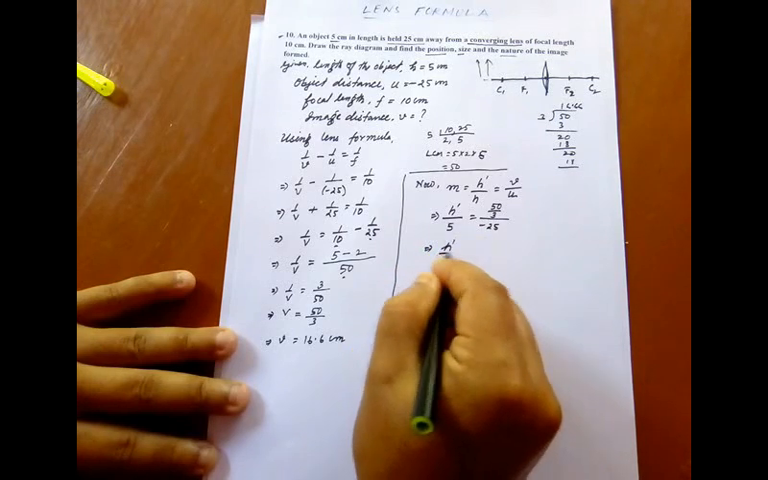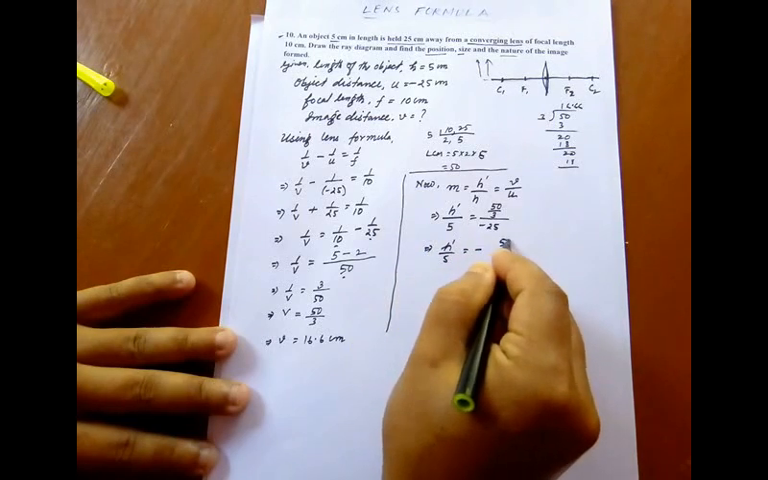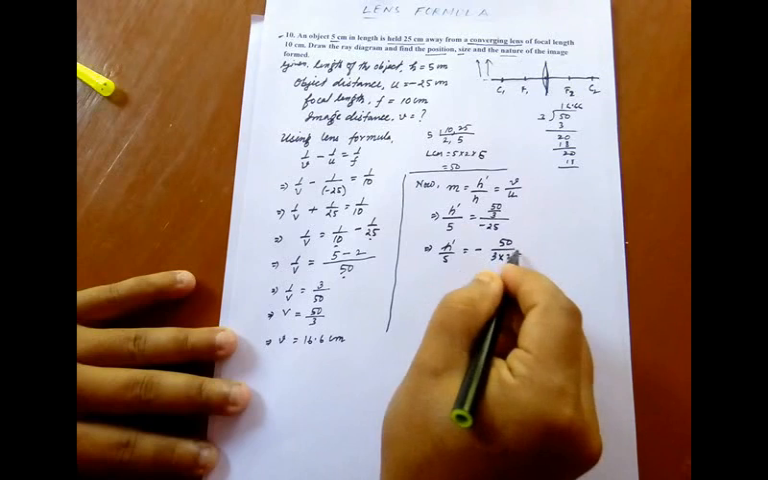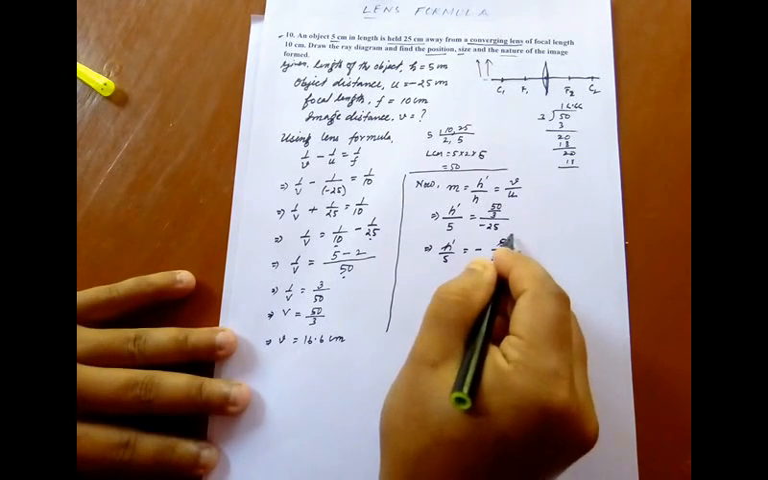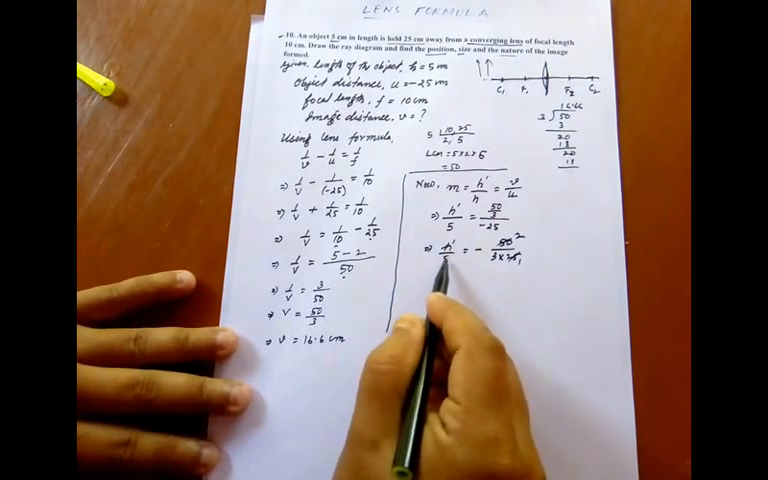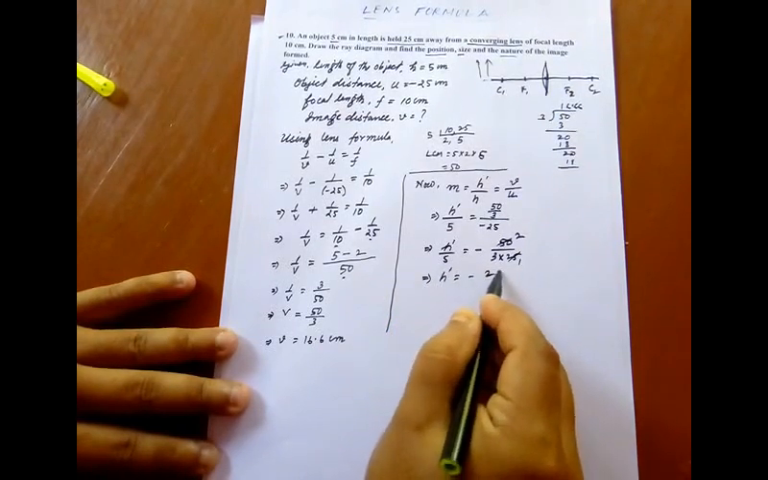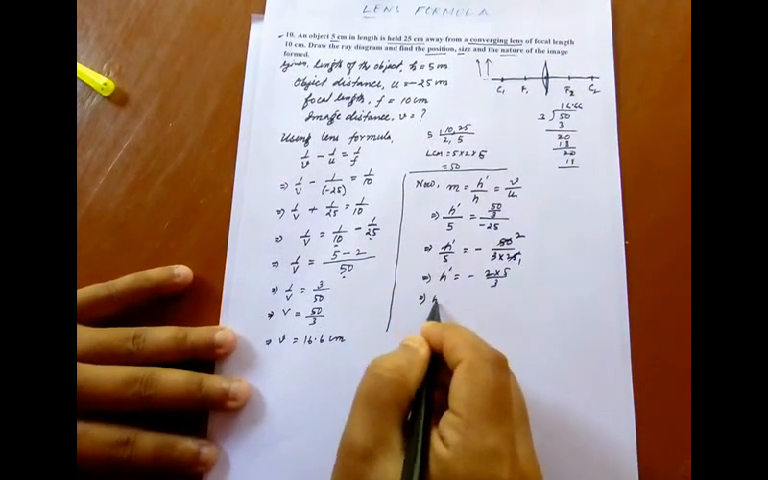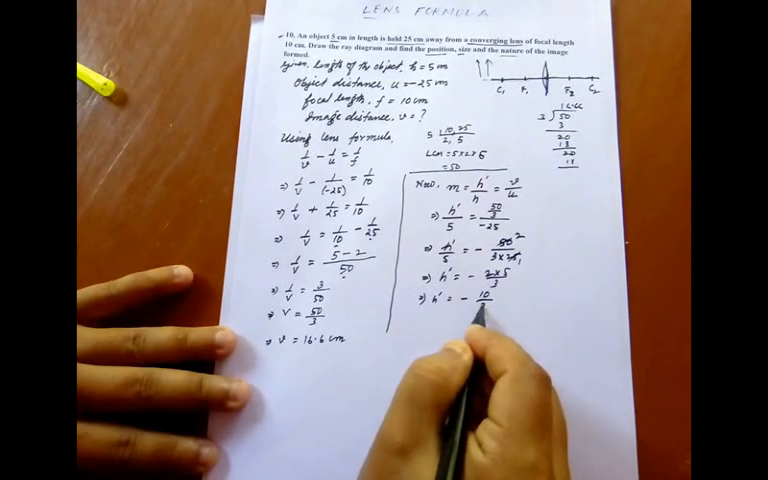So this 1 by 5, I'll keep it as it is, minus I'll bring it as a whole. So 50 and 3 into 25. Now 25, we can divide 50 by 25, so I'll divide it. 25 one time is 25, 25 two times is 50. Now I'll take this division part to the right hand side. So this will be equal to minus 2 into 5 by 3. So minus 2 into 5 is 10, then 10 by 3.